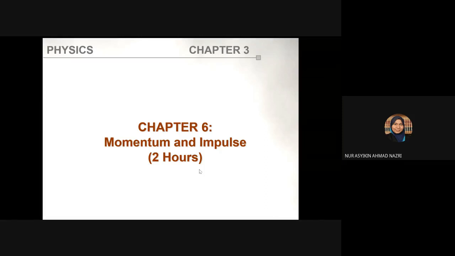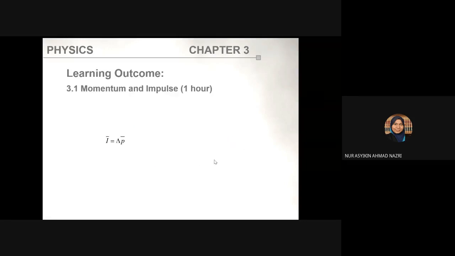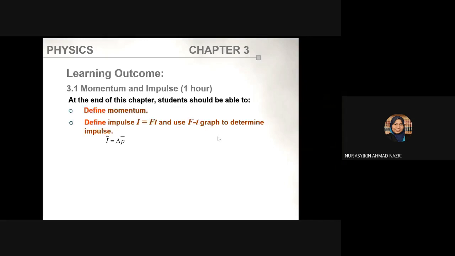So we're already in chapter 6. Kita pun berada di minggu ke-6. Right, so chapter 6, momentum and impulse, very simple. We suppose we can complete within 2 hours, but maybe less than this pun boleh because very simple je lah. I think you have already seen the learning outcome.